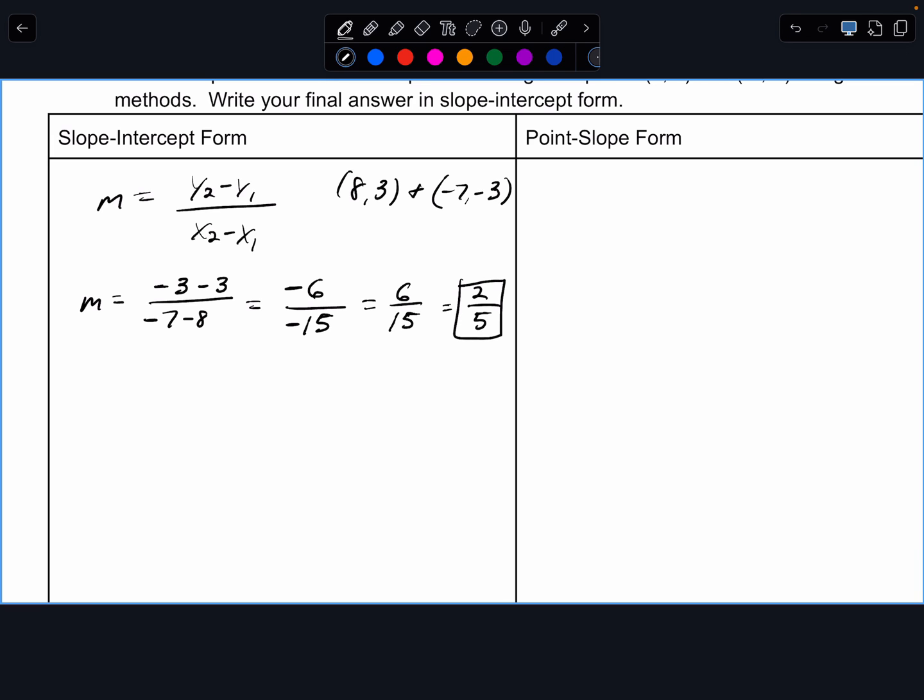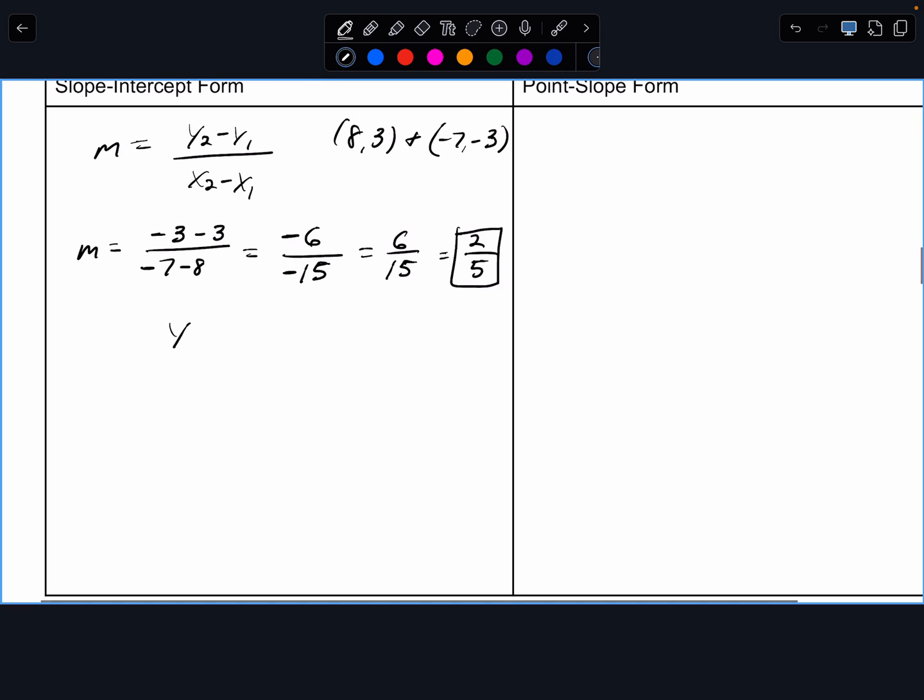All right, so now we're ready to move to the slope-intercept formula. Now, I only need 1 point. But in this problem, how many points did they give me? 2. They gave me 2. So do you guys feel strongly about either using 8, 3 or negative 7, negative 3? Most students would choose the positives. That's fine. I don't care. It shouldn't matter. So that means we're going to plug in 3 equals 2/5 times 8 plus b.